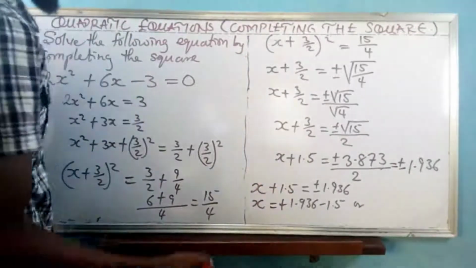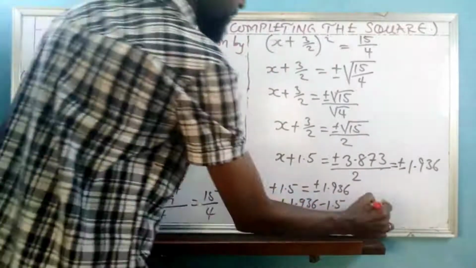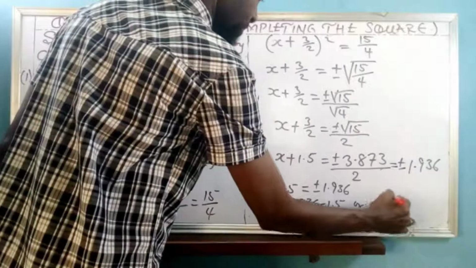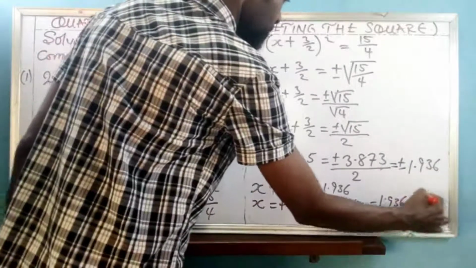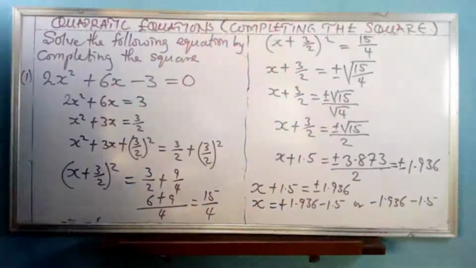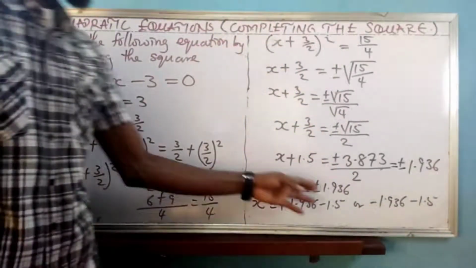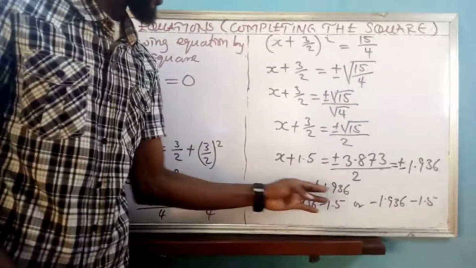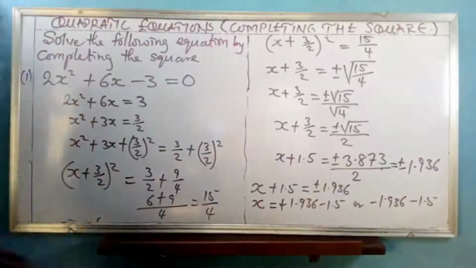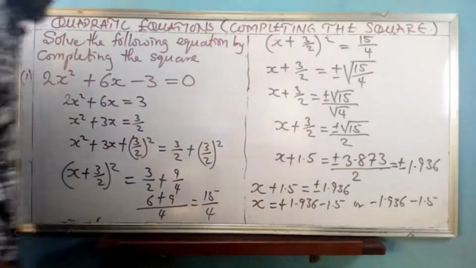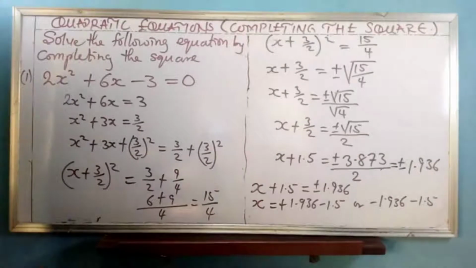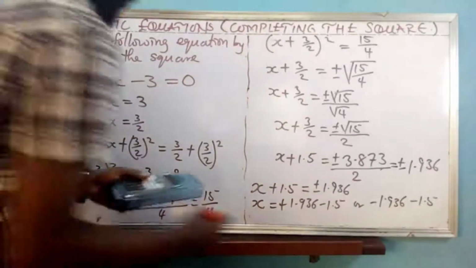We're going to have minus now, minus 1.936 minus 1.5. So those are the two ends that we can have. We split the addition, then the subtraction. Okay, now let's look at it now. When we had it, what do we have? 0.44. That's very good. 0.44.